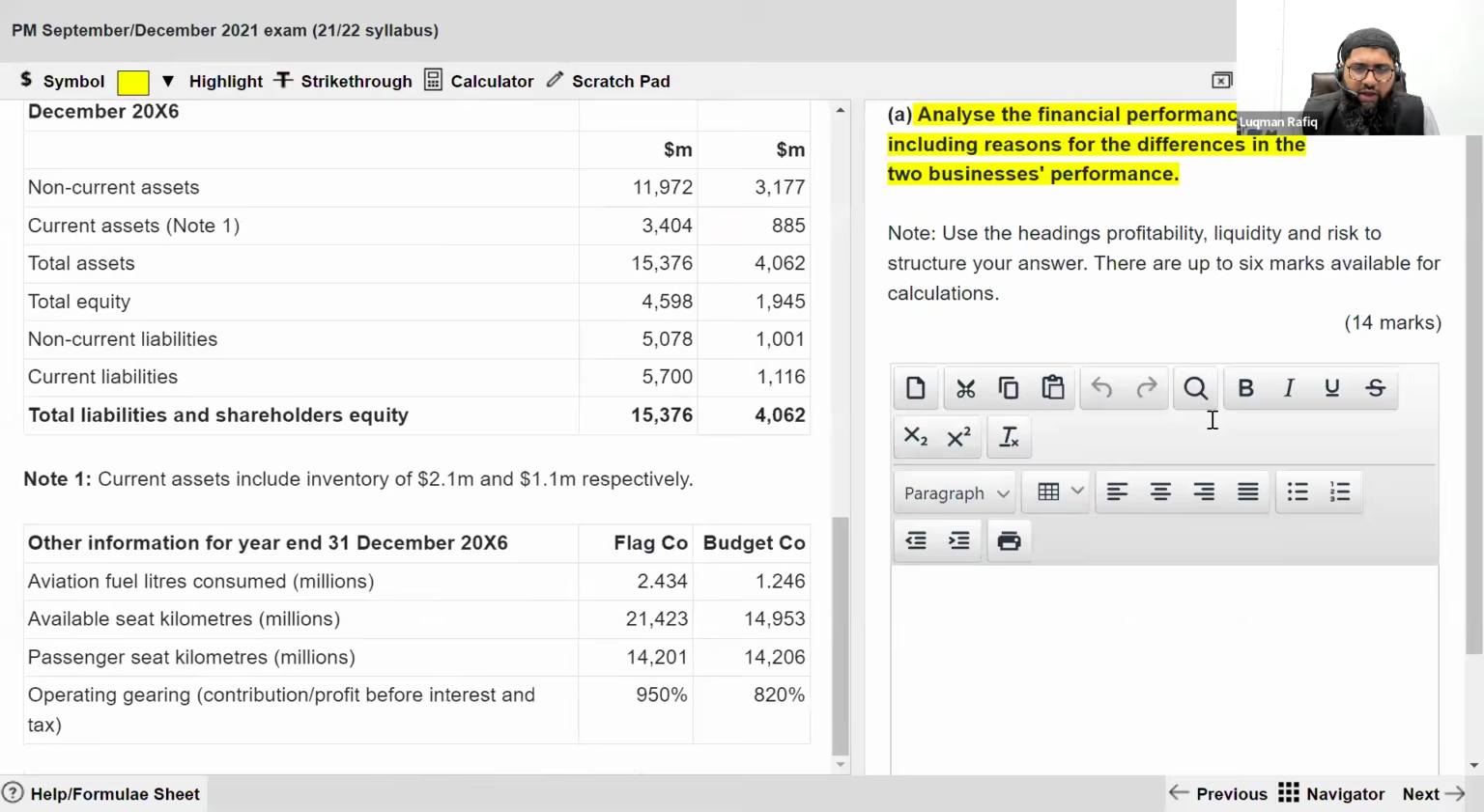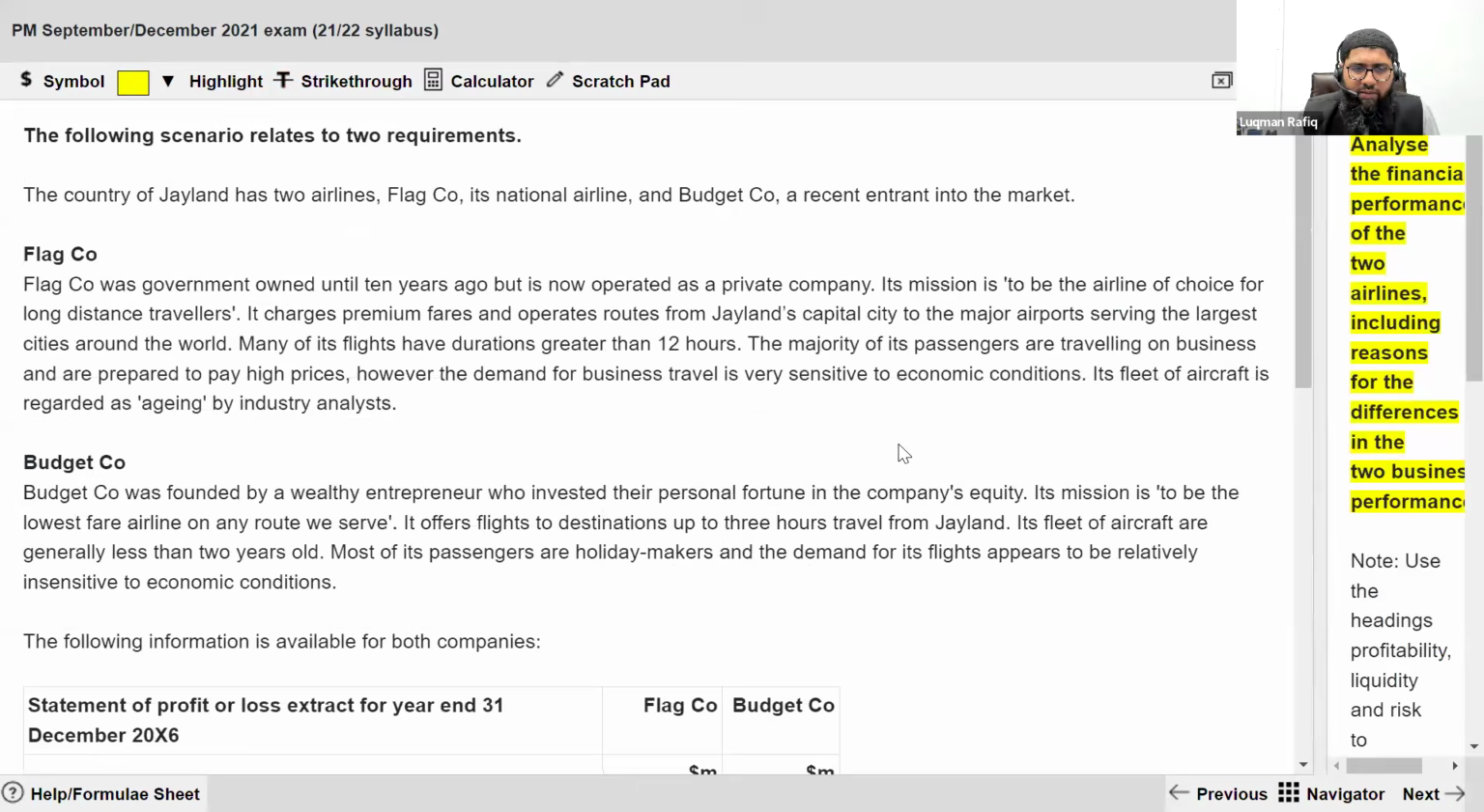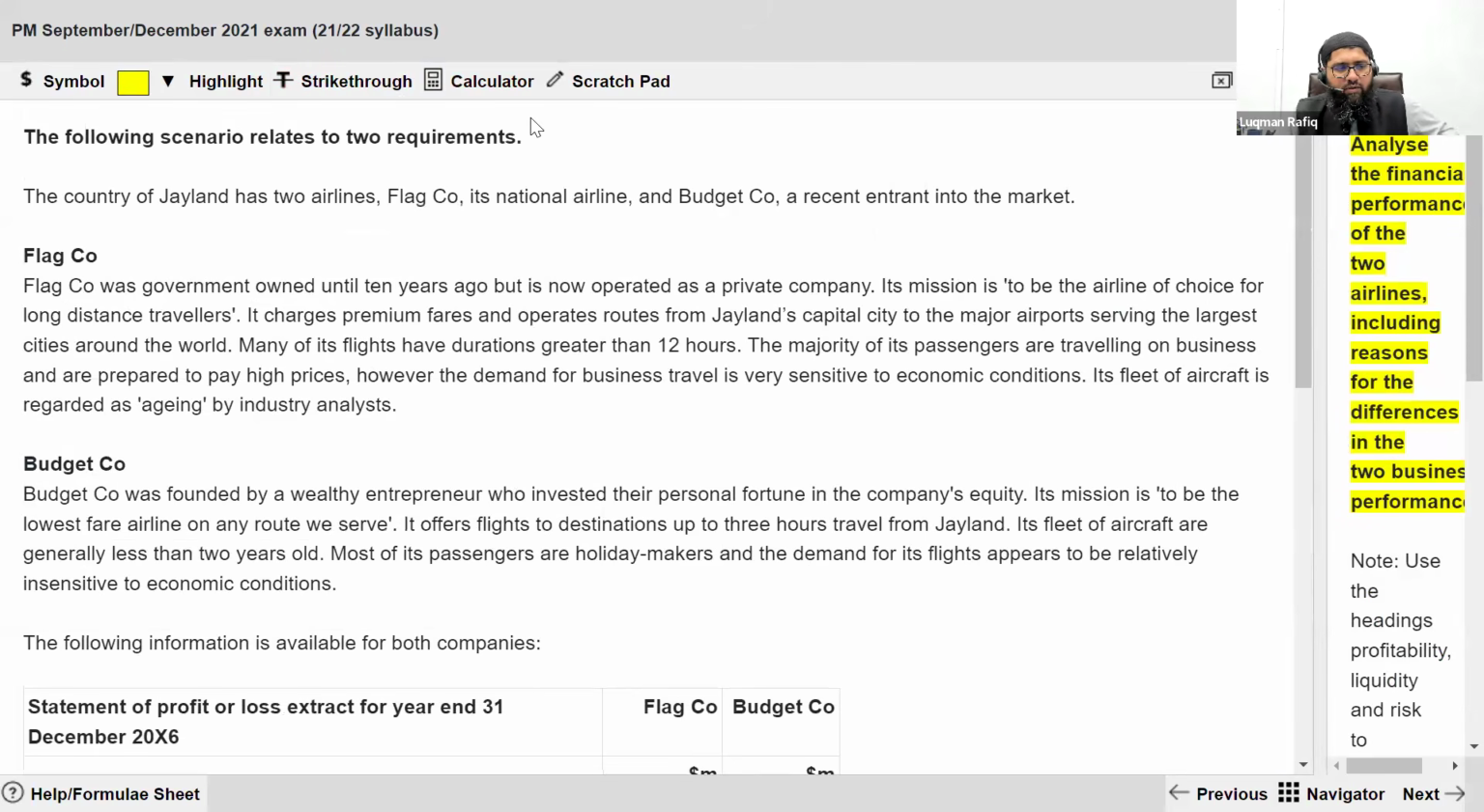So this is what you have. I will just zoom out a bit. Can you just look at it? Take 2 or 3 minutes, try to look at it, then I'll move forward.